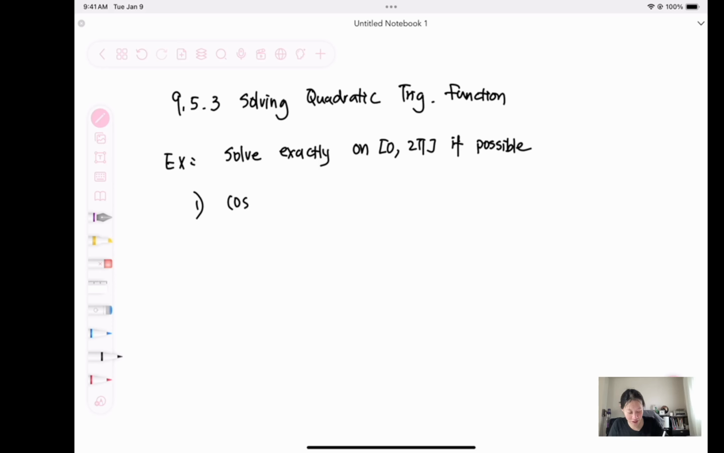Now, first is cosine squared theta plus 3 cosine theta minus 1 equals 0. Again, I'm familiar with cosines, I can just write it as x. I have x squared plus 3x minus 1 equals 0. Well, you can use the AC method to factor it. Let's see if that works.